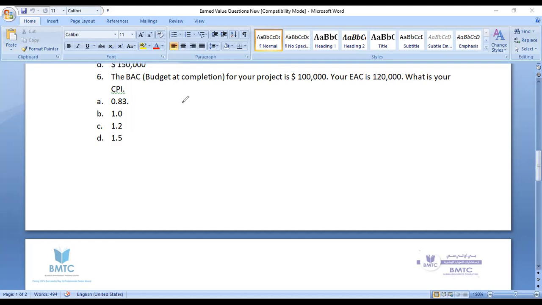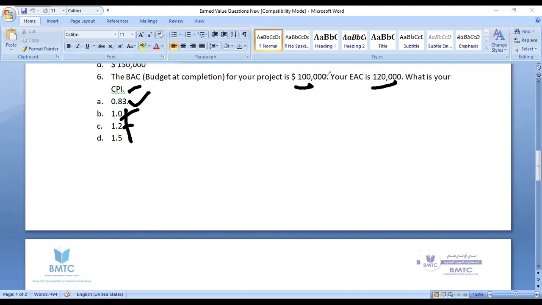See, the money which you plan to spend for your project is 100,000, but you're not able to keep your risk under control. So 20,000 you're going to spend extra, right? If you're going to spend 20,000 extra, that means your CPI is not good. It's coming below 1, right? Only one answer is below 1. The remaining will be 1 and above 1. It's 0.83. Your CPI is falling below 1, right?